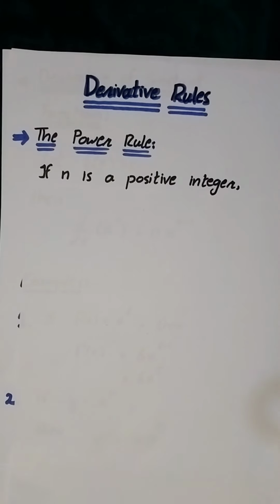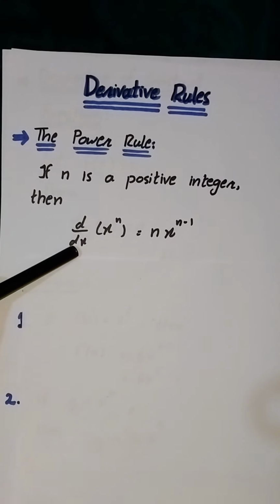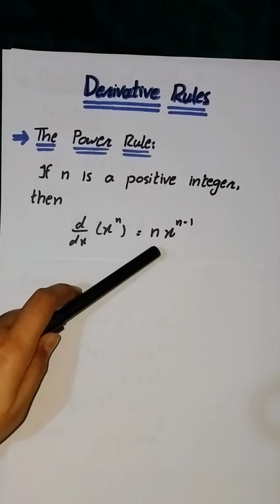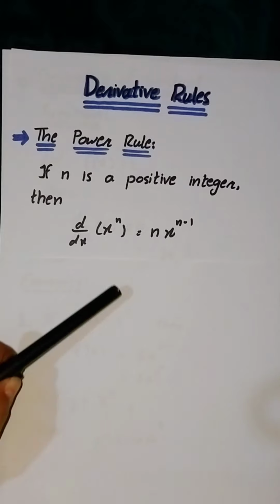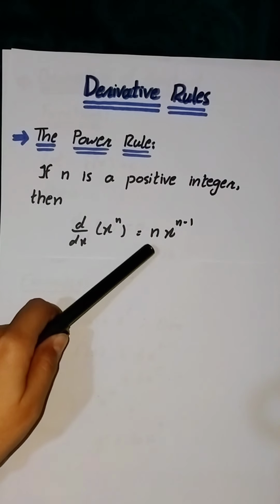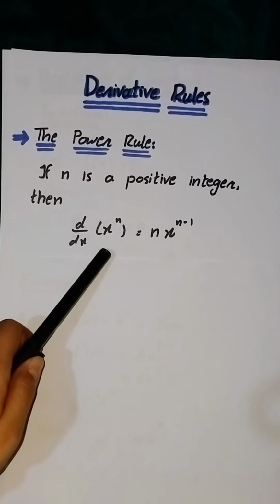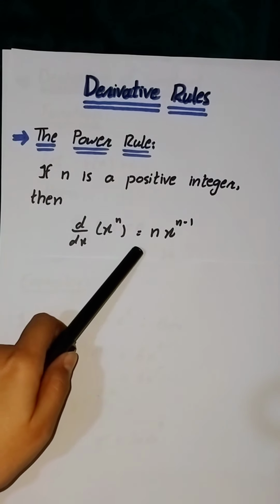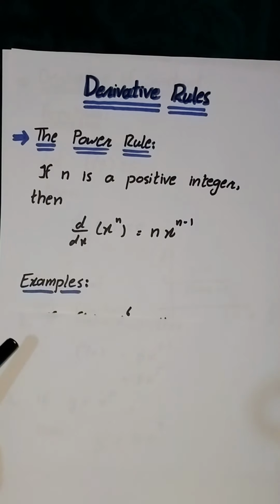So the first rule is the power rule. It states that if n is a positive integer, then the derivative of x raised to power n with respect to x is equals to n times x raised to power n minus 1. What we are doing here, we are multiplying the function with the power, which is n here, and then subtracting 1 from the power. So the derivative of x raised to power n is equals to n x raised to power n minus 1. Here we have some examples.